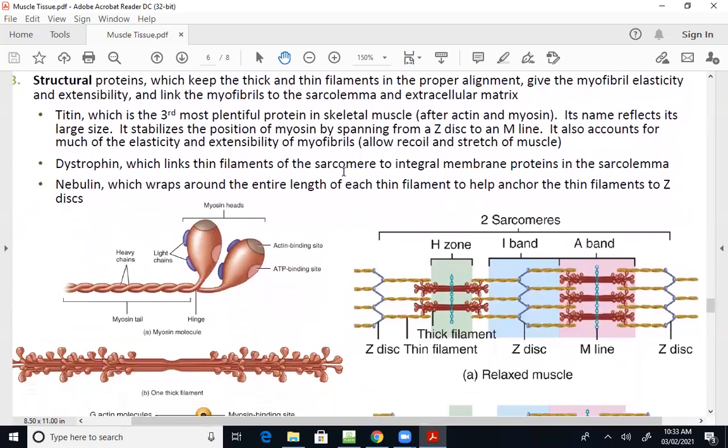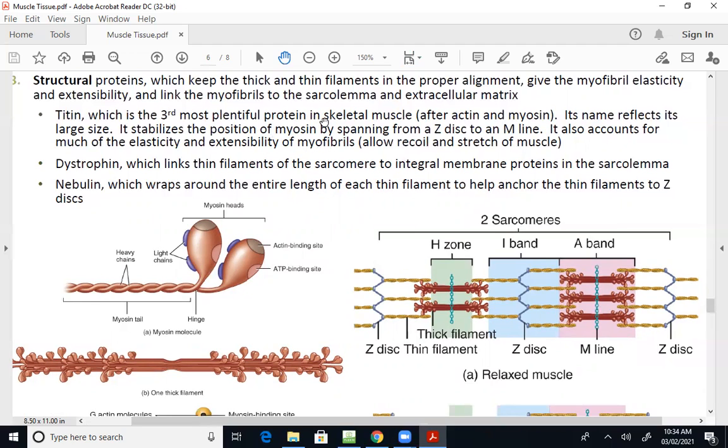Okay. The last type of protein are called structural proteins, which help keep the thick and thin filaments in the proper alignment, give the myofibril elasticity and extensibility, and link myofibrils to the sarcolemma and extracellular matrix. So they provide structure. The first one, the third most plentiful protein in our skeletal muscles after actin and myosin, is titin, which gets its name because it's really big and is the only other protein that's in that picture on the previous page.